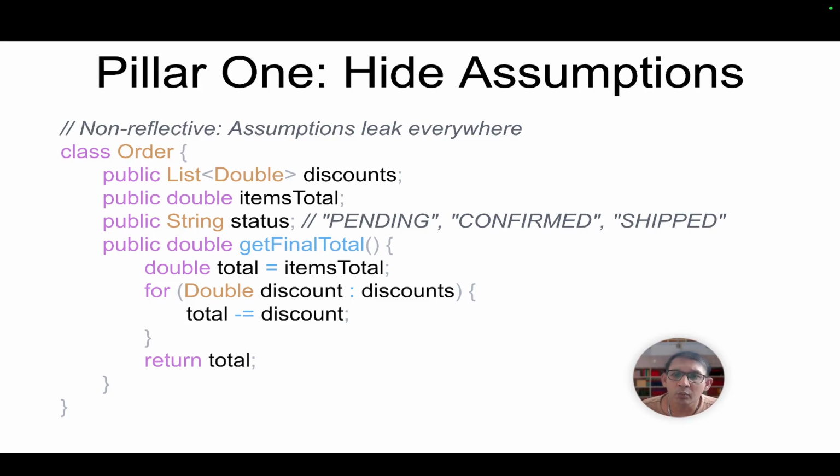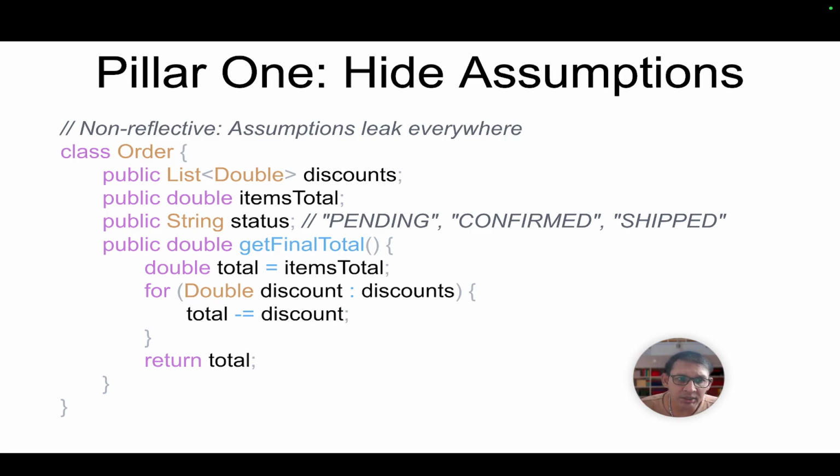Now that you understand why design reflective code matters, let's explore how to achieve it. The transformation comes down to three fundamental pillars that work together to create code that truly reflects your problem domain. The first pillar is to hide your assumptions, or as we sometimes call it, encapsulate your secrets.